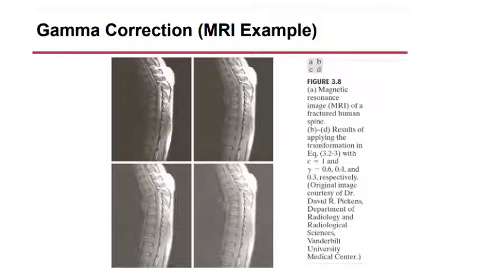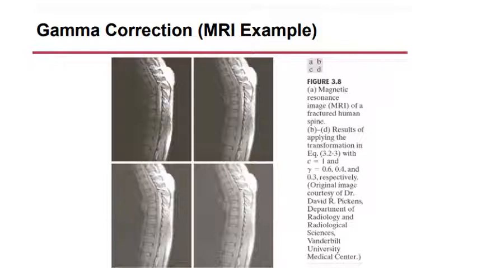Another example of gamma correction is again an MRI example. Here also gamma correction is applied. Image A is the MRI of a fractured human spine. A is the left top, B is the right top, C is the left bottom and D is the right bottom. B, C and D we obtain by applying the transformation, where C is taken as 1. Image B is when gamma is equal to 0.6, image C is when gamma is equal to 0.4 and image D is when gamma is equal to 0.3.